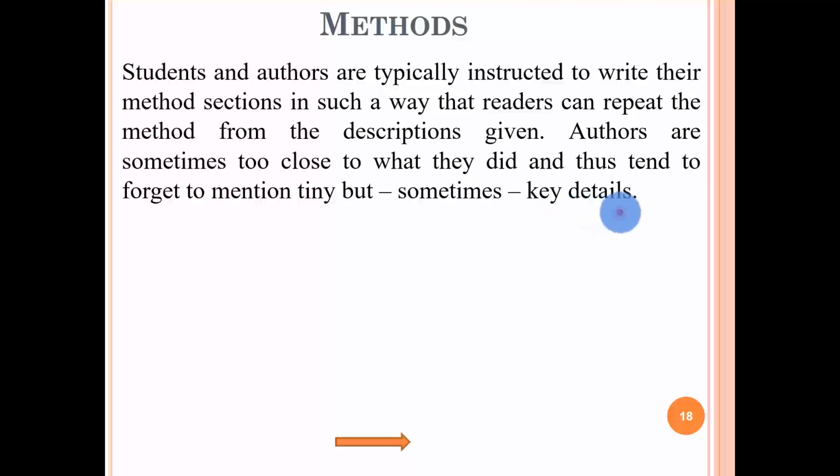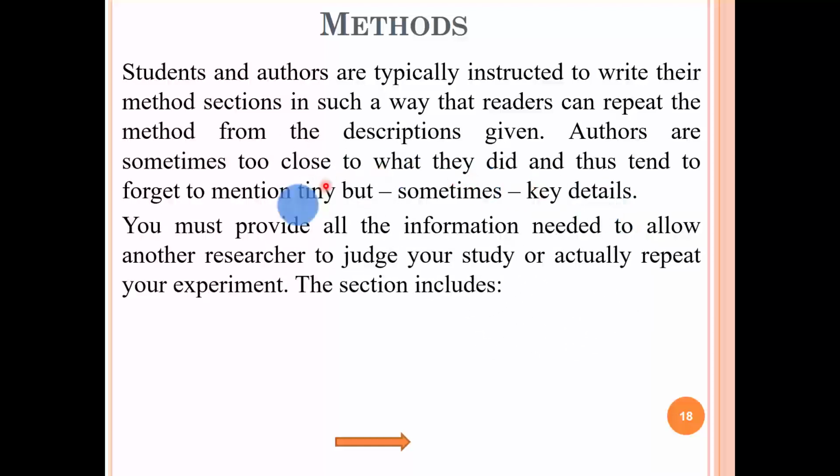Because you are familiar with your research, so you think it's easy. Well, I shouldn't mention these details. But then when the readers try to redo the same experiment, they find some details are missing. Some of these details might be key, important details. So this is a problem. So you must provide all information needed to allow another researcher to judge your study or actually repeat your experiment.